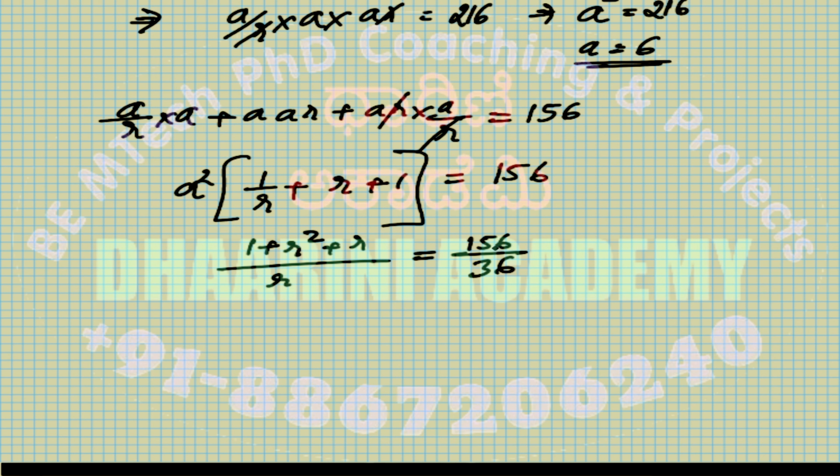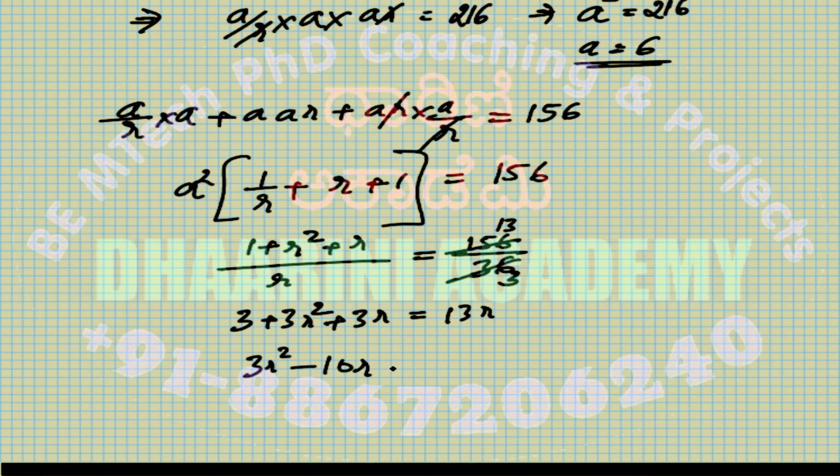Okay, so 3 and 13. So let's cross multiply. 3 plus 3r square plus 3r is equal to 13r. 3r square minus 10r plus 3 is equal to 0. So solve for r. r is equal to 3, or I think 1 by 3.